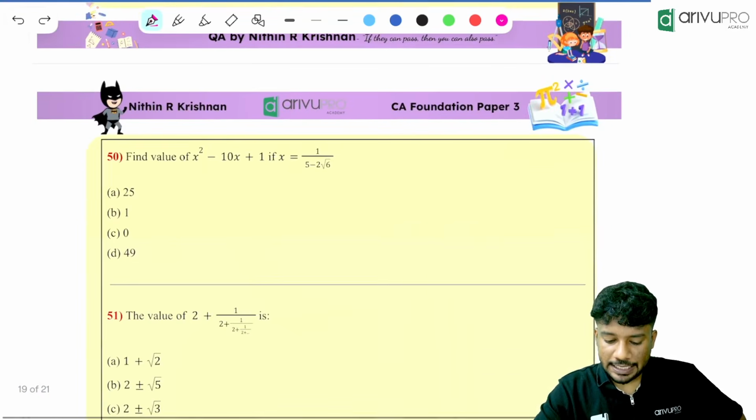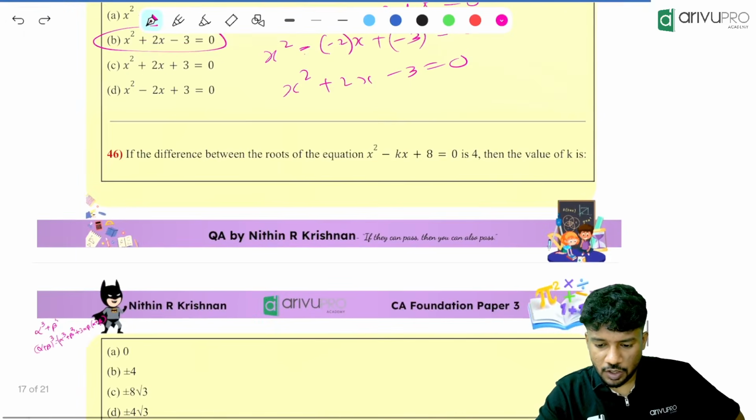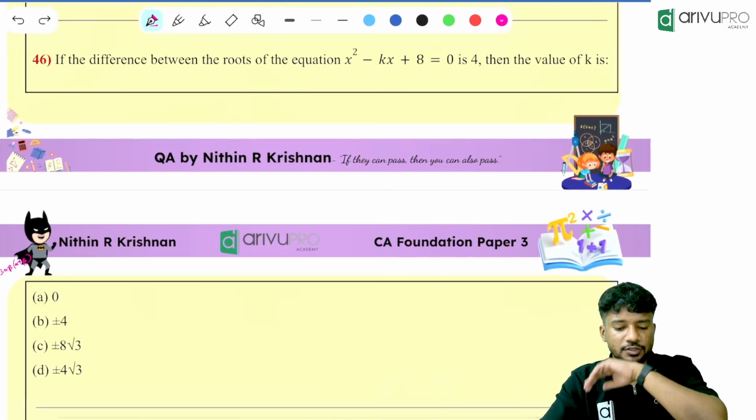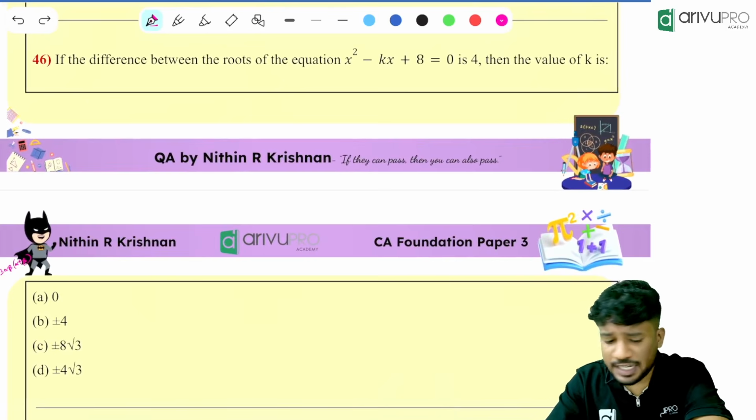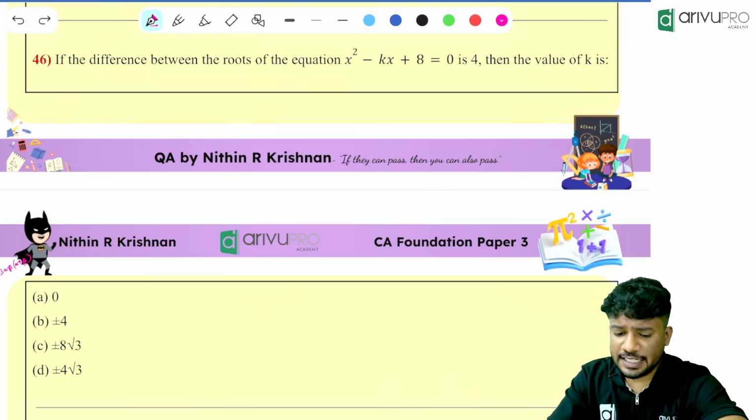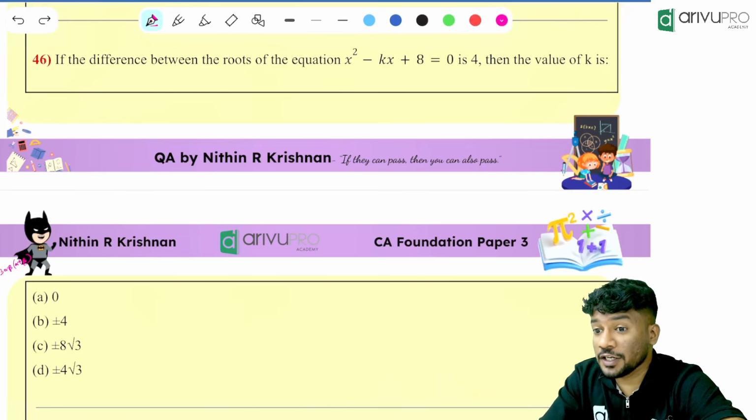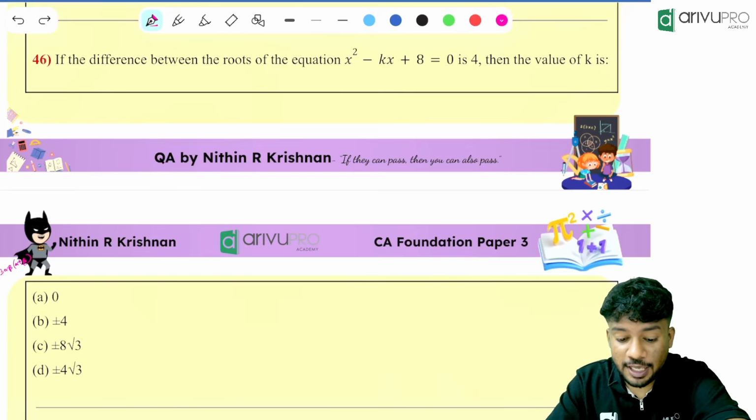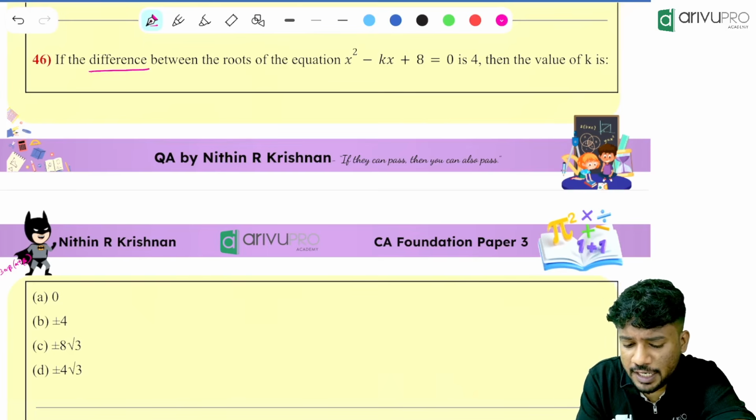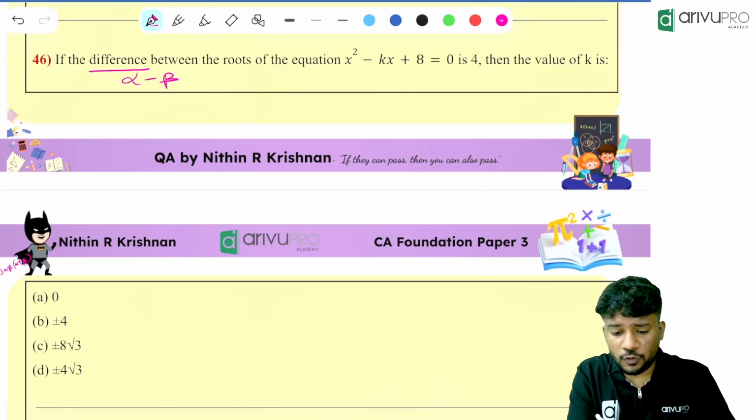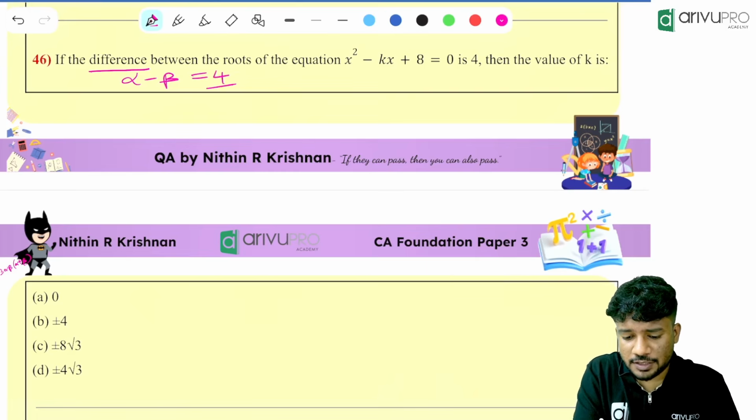Done. Next question is over here. Read the question and try to tell me the answer. Try once. If you are getting it or not, completely fine. Difference of the roots. Till now we were talking about what? Sum of the roots. Difference of the roots. That means what? Difference of the roots means, can anyone tell me how will you write it? Alpha minus beta of the given equation is equal to 4. That means alpha minus beta is equal to 4.